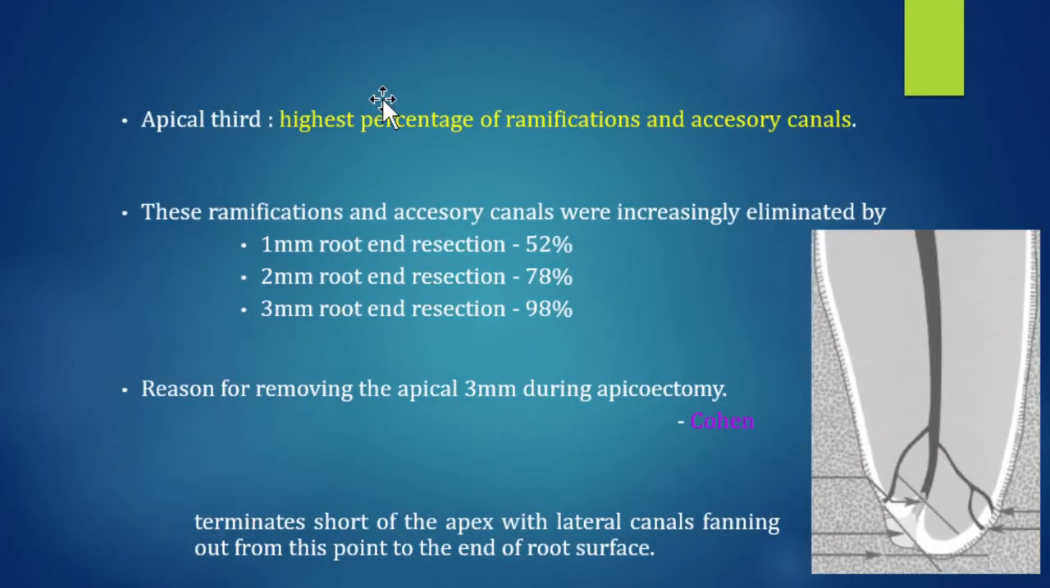The apical third is a very significant part of the root canal treatment. It has the highest percentage of ramifications and accessory canals. This is why when we do an apicectomy, we have to remove the apical 3 millimeters, because in that part of the tooth we have a lot of accessory canals and ramifications.